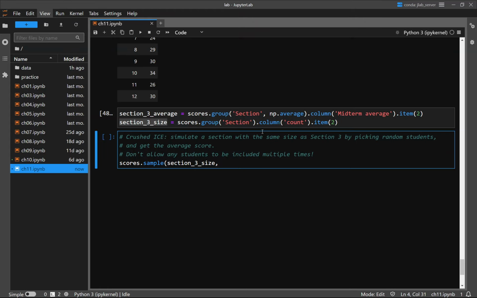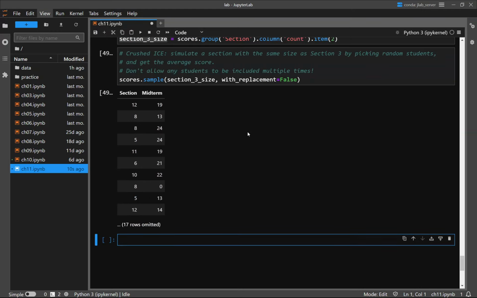So we want an actual section that we could have actually generated, a different section 3 of real students. So the real students are the rows in this table. I don't want to duplicate them. So I say with replacement equals false. And that will give me 27 random students. Some of them were in different sections, right? But all I really care about is their midterm scores. Does that make sense? That'll give me a random section.